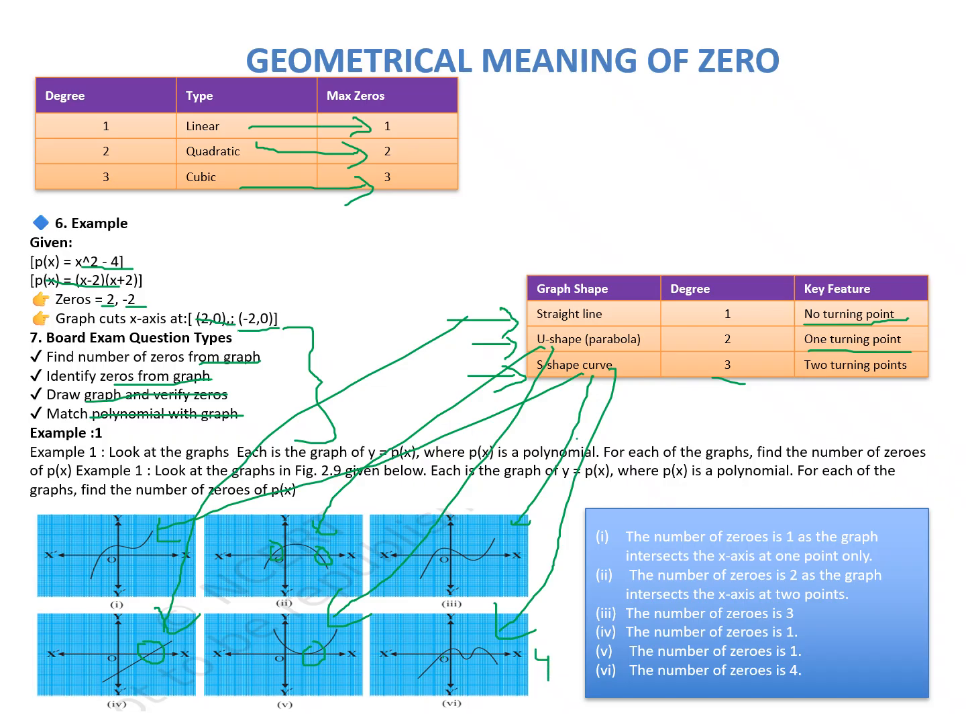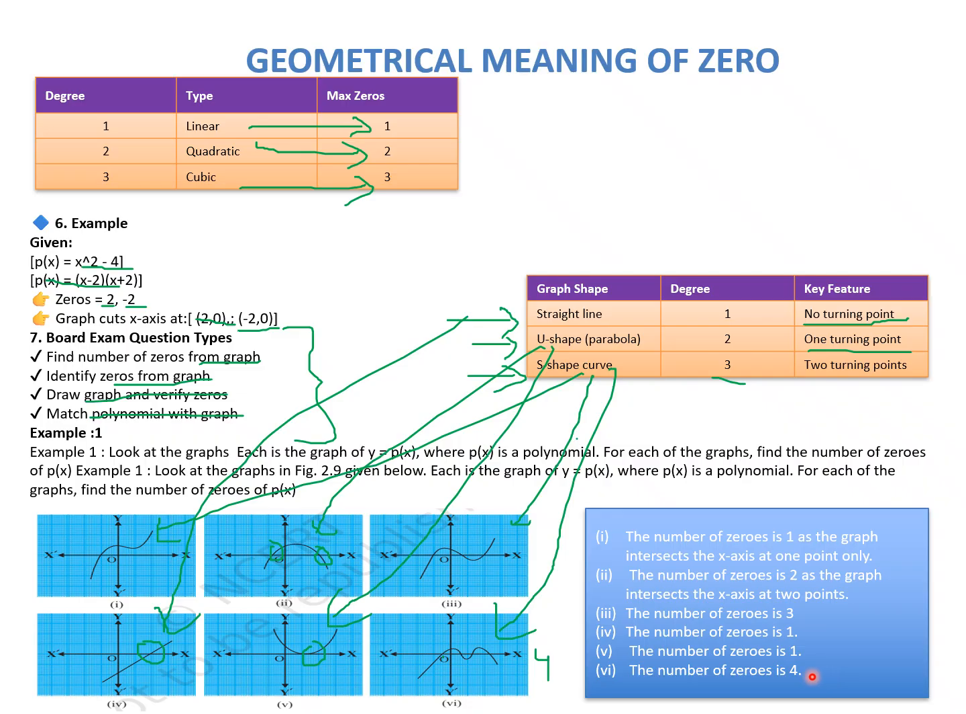Okay, now we quickly look at the rules here. If the number of zeros is 1, the graph intersects the x-axis at 1 point. Number of zeros is 2 as the graph intersects the x-axis at 2 points. This is the solution to all the 6 problems here. In the third solution, the number of zeros is 3. In the fourth solution, the number of zeros is 1. Fifth, the number of zeros is 1. Sixth, the number of zeros is 4.